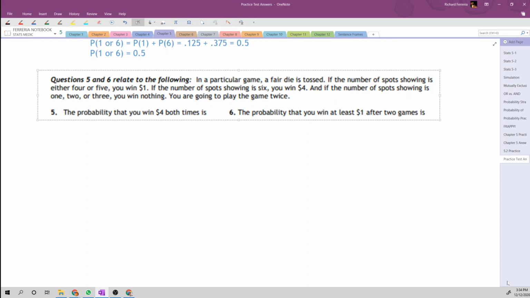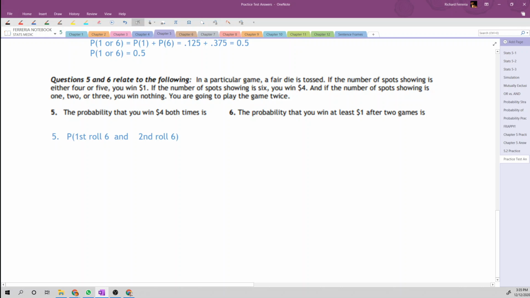So the first part here is, what's the probability that you win $4 both times? So for question 5, that's the same thing as saying, what's the probability that the first roll is a 6 and the second roll is a 6?